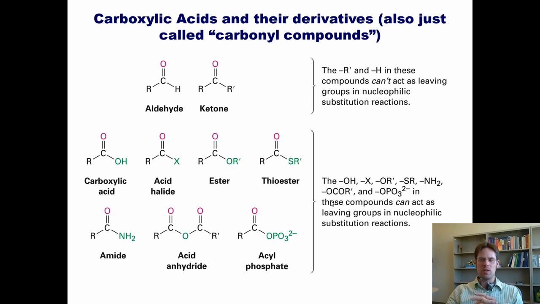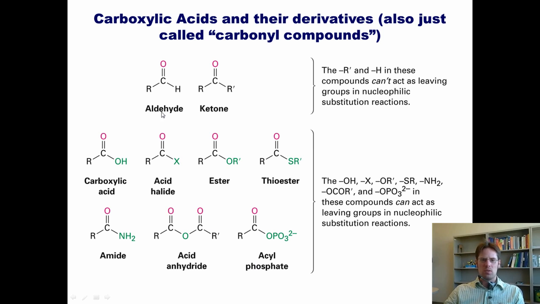Carboxylic acids and their derivatives are often called carbonyl compounds. A carbonyl, simply put, is a carbon-oxygen double bond. As you can see in this slide, there are 9 different kinds of carboxylic acid derivatives that we will discuss in this chapter: aldehydes, ketones, carboxylic acids themselves, acid halides, esters, thioesters, amides, acid anhydrides. We will later address just briefly acyl phosphates.